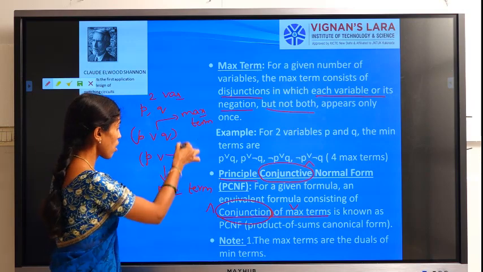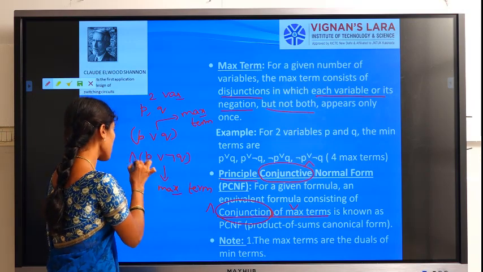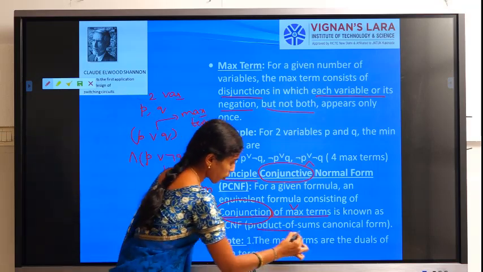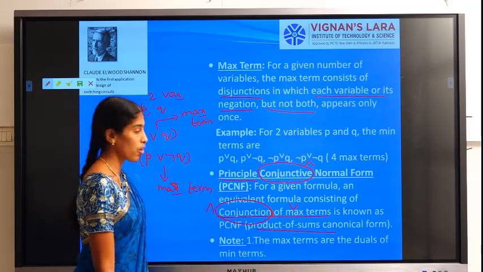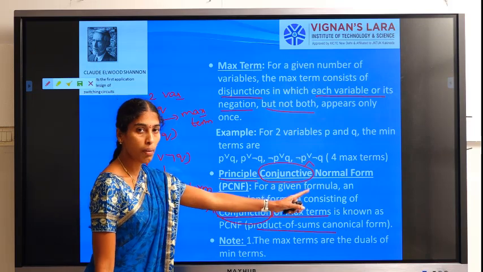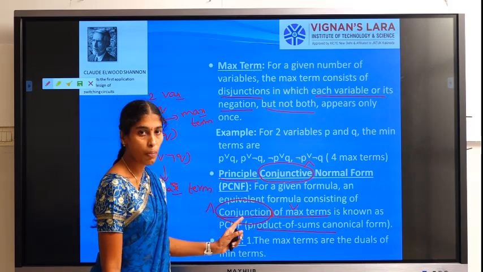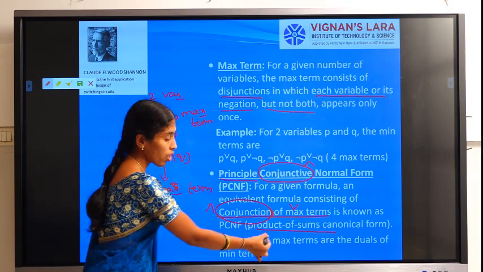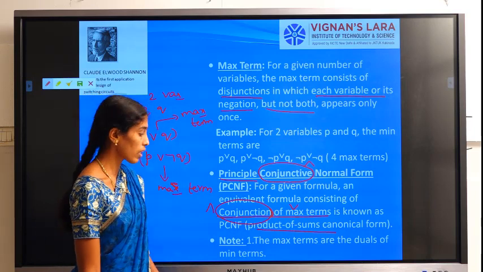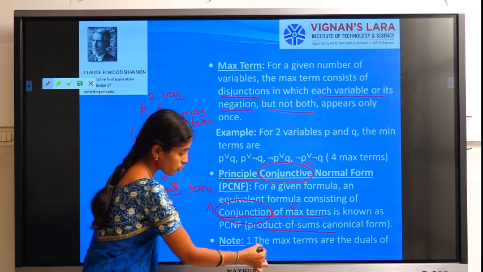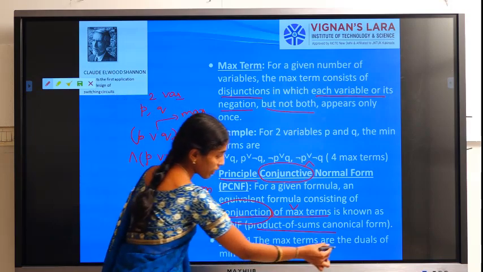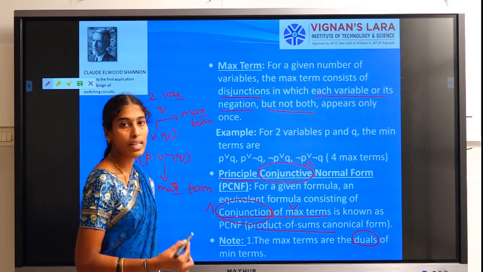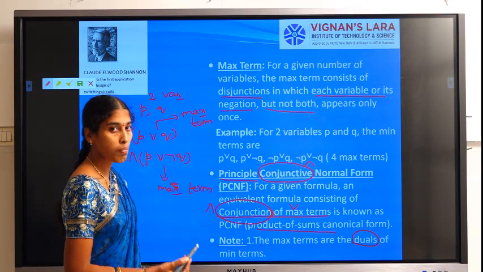These max terms are joined by using the conjunction symbol, so we call it the conjunction of max terms, otherwise the product of sums canonical form. So the principal conjunctive normal form is an equivalent formula in which max terms are conjoined, otherwise called the product of sums canonical form. The max terms are the duals of min terms. What is meant by dual? To obtain a dual, we replace the AND symbol by OR and the OR symbol by AND.